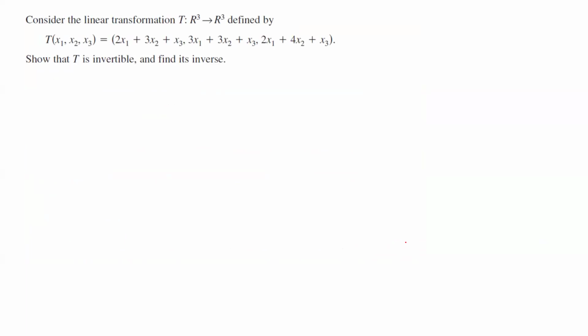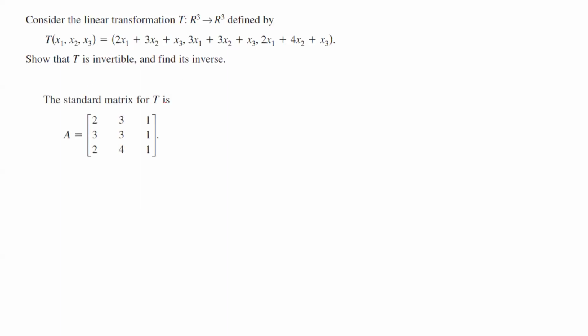For example, take a look at this linear transformation. This linear transformation takes space and maps it to the space itself. T of x1, x2, x3 is 2x1 plus 3x2 plus x3. And then the second component is 3x1 plus 3x2 plus x3. And the last component is 2x1 plus 4x2 plus x3. Show that T is invertible. Find the inverse of this linear transformation. So let us begin, everybody.